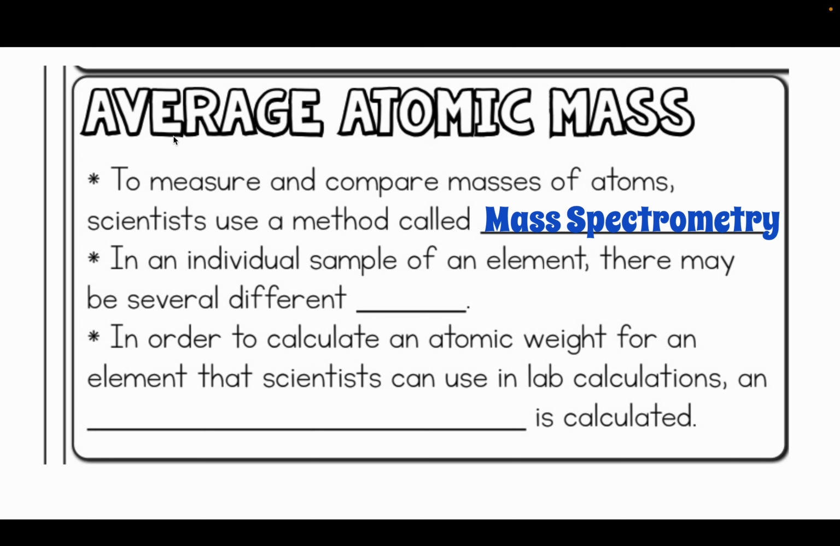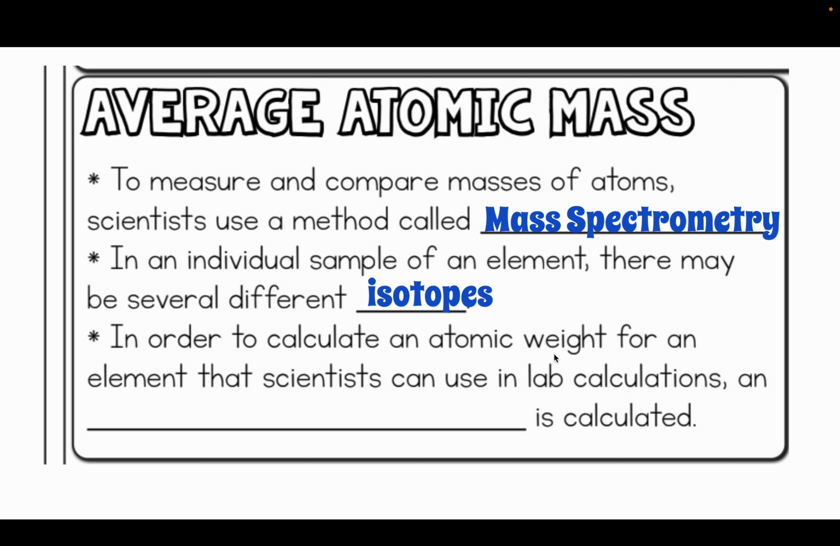But right now we're going to try and figure out how to find an average atomic mass for a particular sample. So remember, in an individual sample of an element, there may be several different isotopes. Remember, we talked about isotopes in class. Isotopes are generally the same atom. They have the same number of protons. They can have the same number of electrons, but they have differing numbers of neutrons, right? Same number of protons, but different number of neutrons in that nucleus. We call those isotopes. Still the same atom, but they're isotopes of each other.